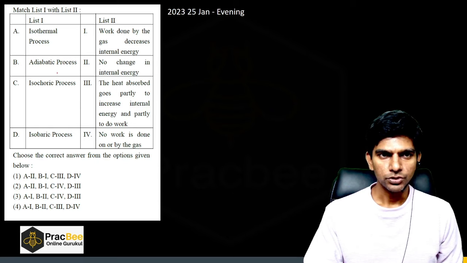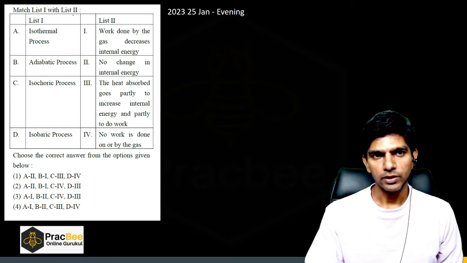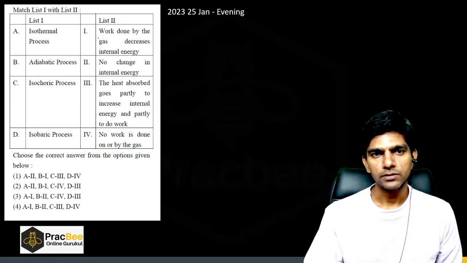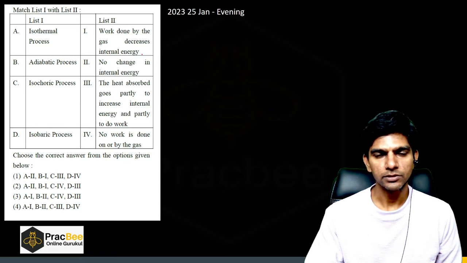Okay, now let us see this question. Match list 1 with list 2. In list 1, we have given different types of processes. In list 2, we have given different conditions for those processes, right? So let us see. So isothermal process. In list 2, we have given work done by the gas decreases internal energy.